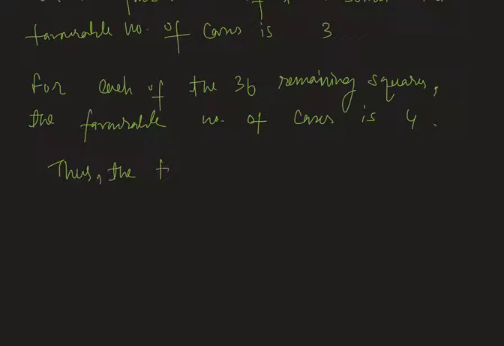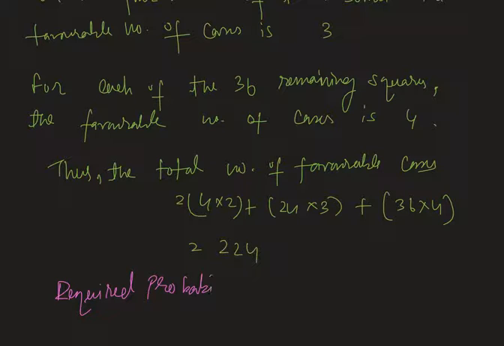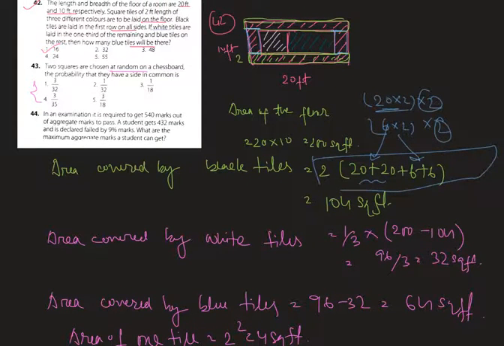Thus the total number of favorable cases is equal to 4 into 2 plus 24 into 3 plus 36 into 4, which results in 224. Hence the required probability is equal to 224 divided by 64 into 63, and this results in 1 by 18. So this is the solution of the question, and the correct answer is option 3.